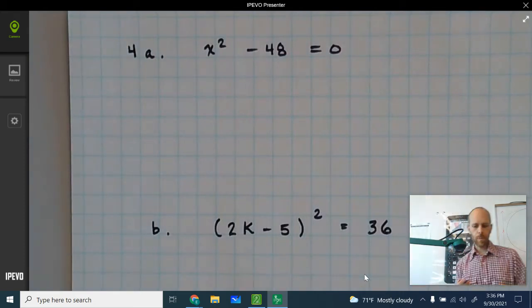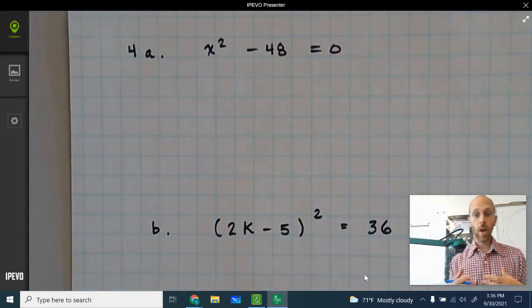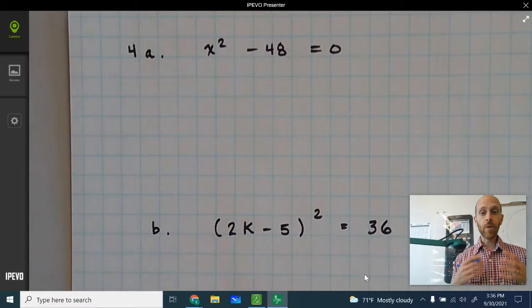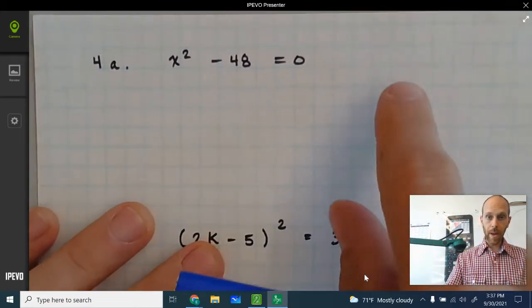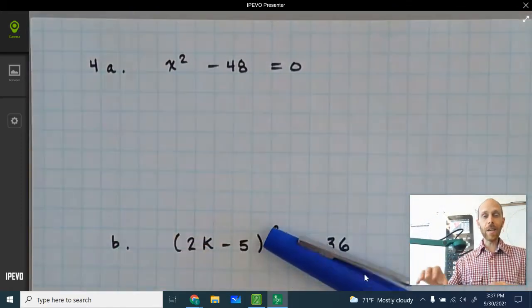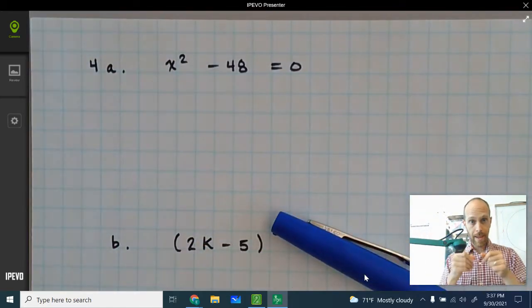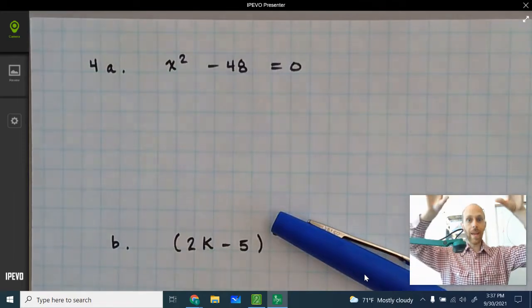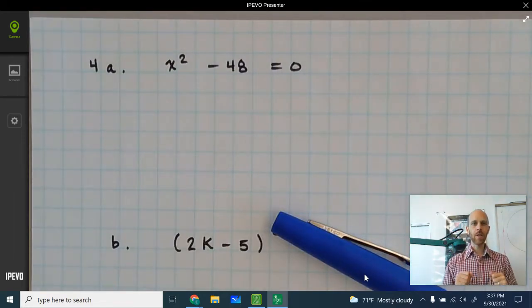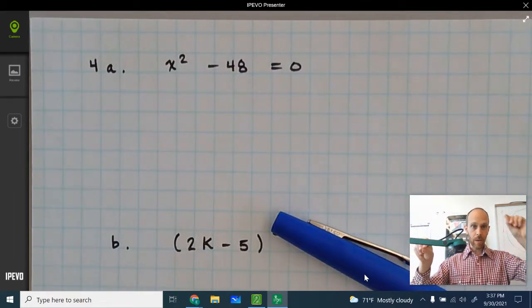Cruising along into number 4. Here's some problems where we're going to solve by square rooting. You can solve by square rooting if you can set the problem up so that you have something squared equals number. Let me say that again. You can use square roots anytime you can make the equation be something squared equals number.